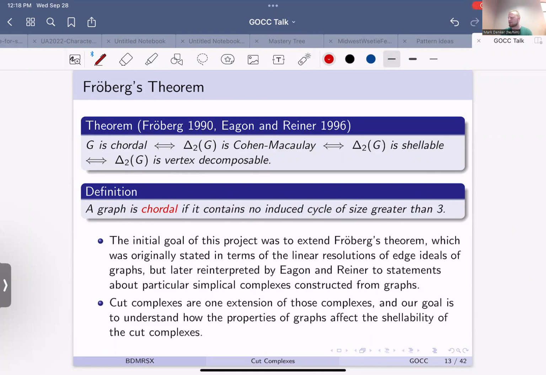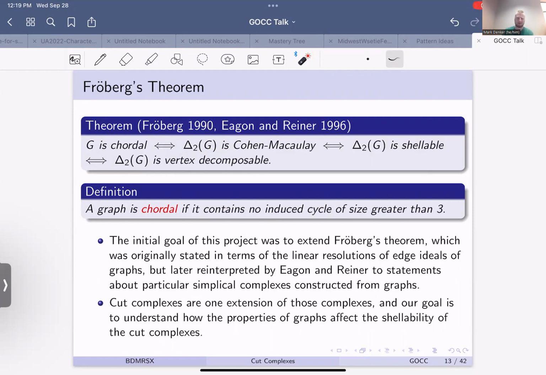But the original goal of this project was to extend this theorem and basically to figure out what other ideals constructed from graphs can have these nice properties. And in doing so, we constructed generalizations of the simplicial complexes that Engström and Reiner originally considered in 1996. And so their complexes are now cut complexes for k equals 2. And our complexes generalize this by saying, okay, what if your disconnected sets don't just have size 2? What if we consider size 3, size 4, etc.?